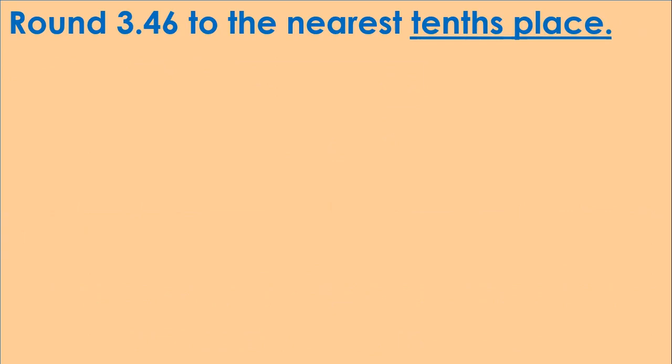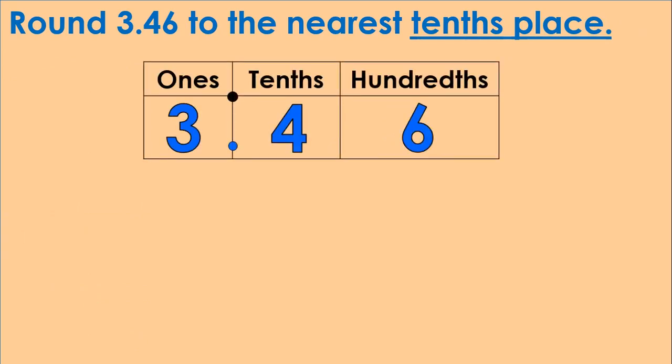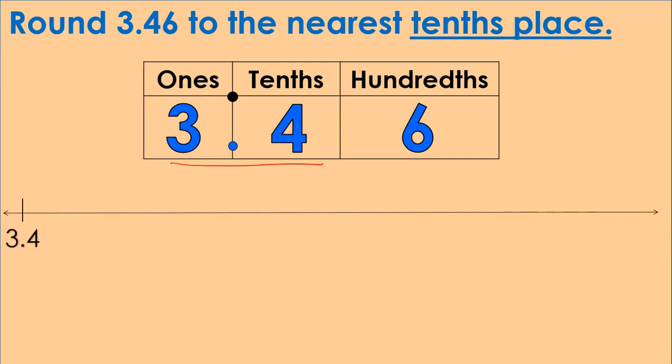Let's try rounding 3 and 46/100ths to the nearest tenths place. We're going to start by inserting our numbers in a place value chart. We can see here that we have 34/10. So our number line is going to start with 34/10 or 3 and 4/10. One more tenth than 3 and 4/10 is 3 and 5/10. So the end of our number line is going to be 3 and 5/10.